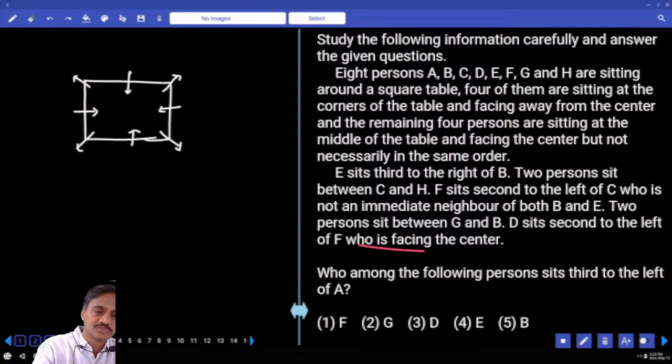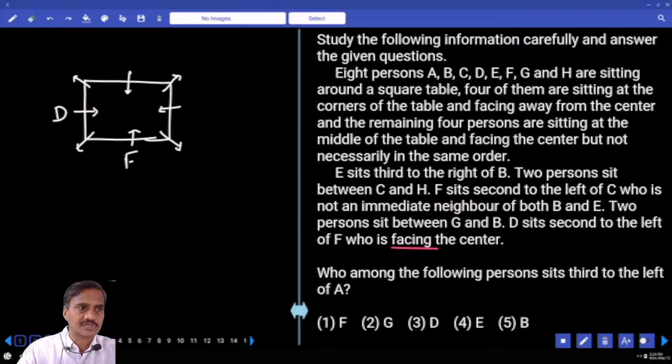F is facing towards the center is given, isn't it? Then F is facing towards the center, D sits second to the left of F, D is here. D is seated second to the left of F, who is facing the center. Then 2 persons between C and H. F is second to the left of C. F is seated second to the left of C, C is here, isn't it?